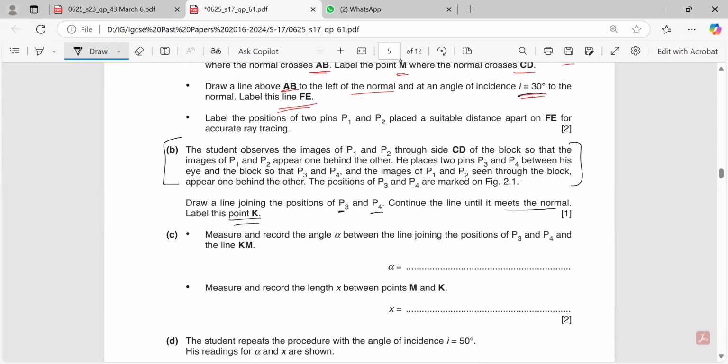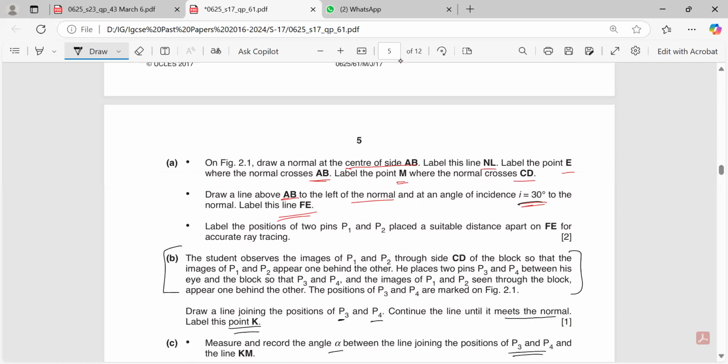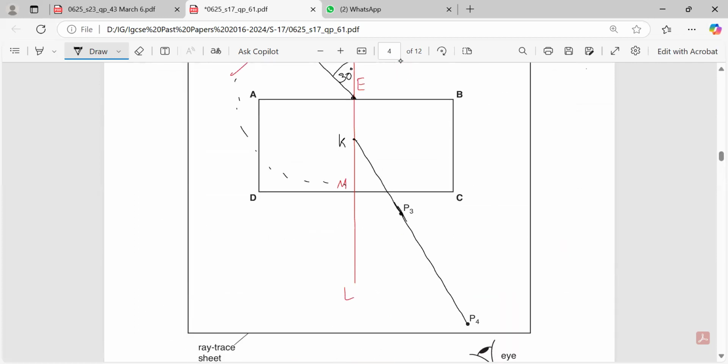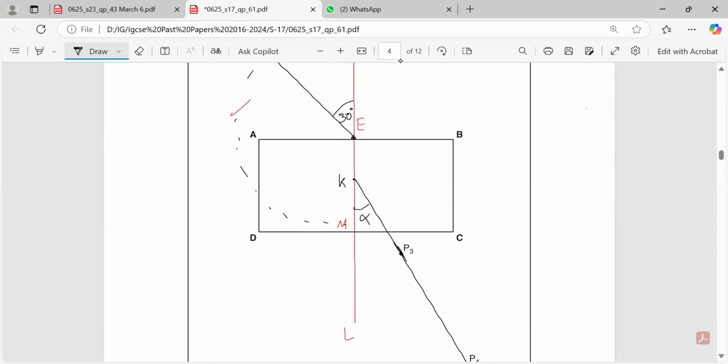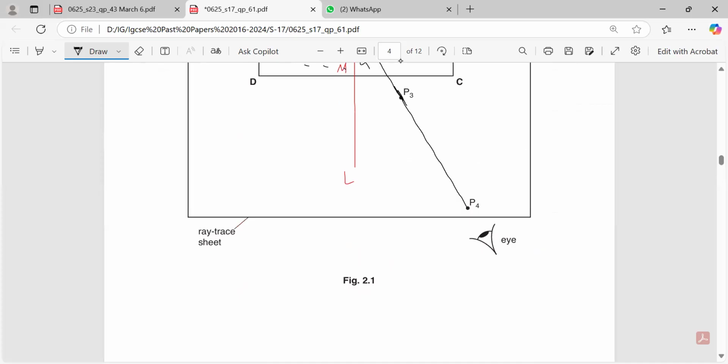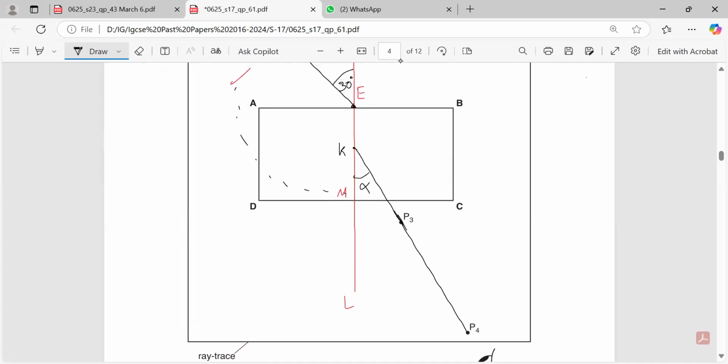Measure and record the angle alpha between the line joining the positions of P3 and P4 and Km. So where is alpha? This is the angle alpha. We need to measure it using the protractor. Now flip it the other way around, such that the center of the protractor is over here and this side is 0, 180. Start reading from 0 and measure till here, whatever is the angle.